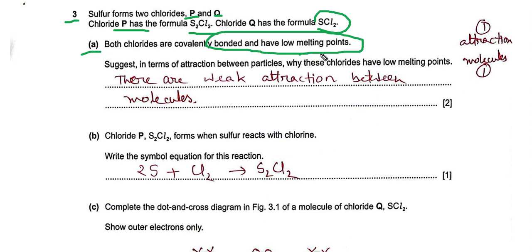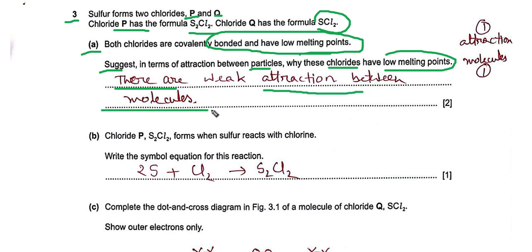Low melting point suggests, in terms of attraction between particles, why these chlorides have low melting points. So there are weak attractions between molecules. There are weak van der Waals forces between molecules. As both have low melting points, this means there are weak attractions between molecules, so less energy is needed to overcome this attraction.